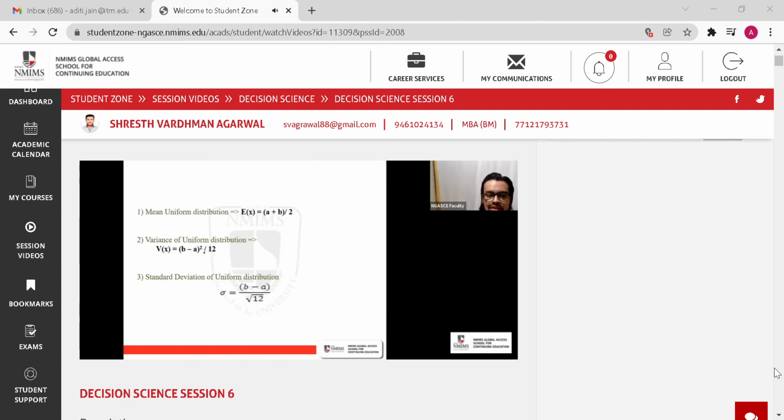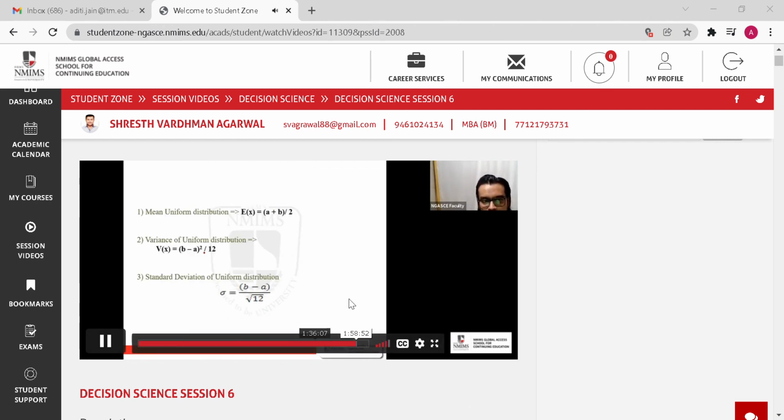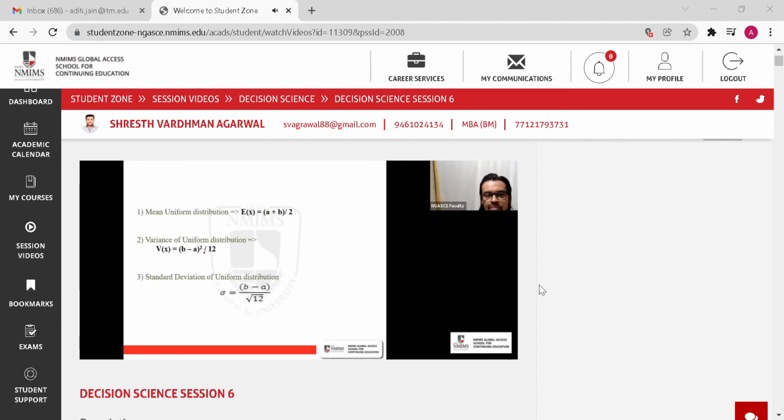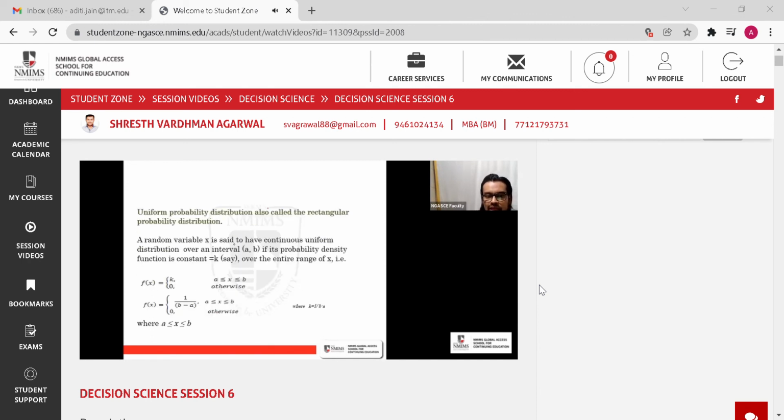Now these are the formulas for calculating the mean and the standard deviation. Variance can be defined this way. The standard deviation can be defined this way. The mean is A plus B by 2. What is A here? A is the smallest observation. B is the largest observation.